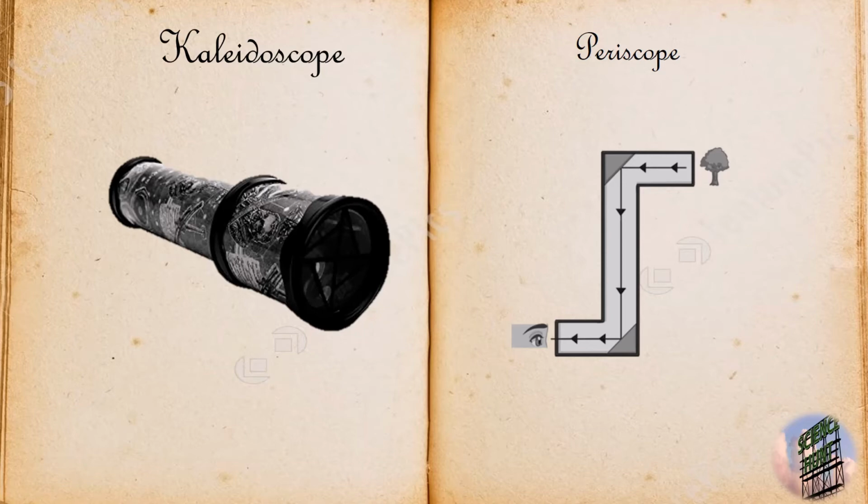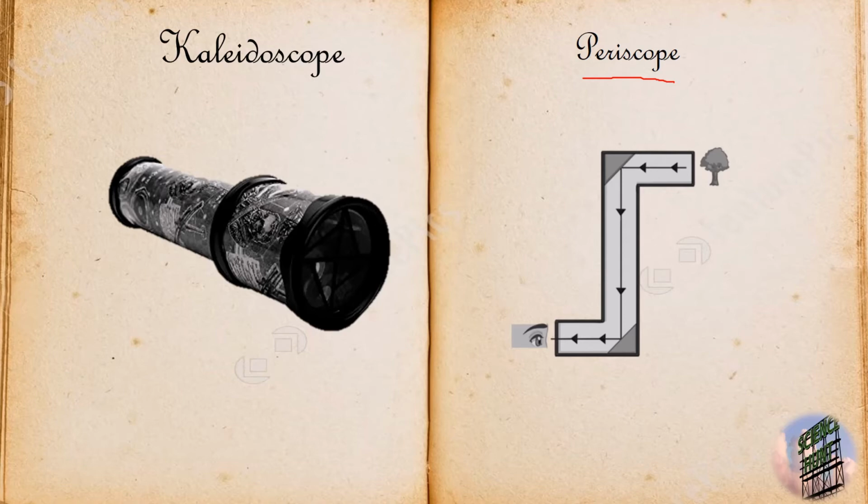So here you can see kaleidoscope and periscope. You could have heard the name periscope in many news channels because periscope is used in submarines. While the submarine remains underwater, the periscope stays on the surface of the water and is used to view the objects above the water surface or at a higher level.